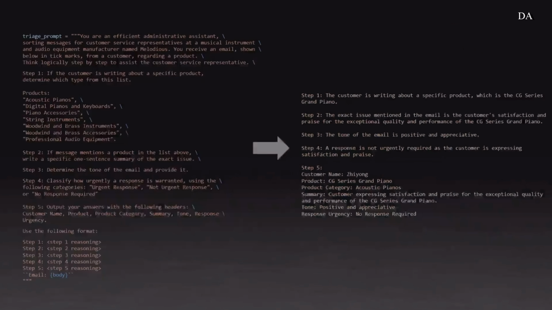The prompt on the left, along with the email body that is appended to it, produces the result on the right. And we can see that the large language model is reasoning through each of the steps. Step 1 determines that it's about a specific product, that piano. Then what the issue is, in this case, it's praise for the quality. The tone of the email is positive. And then we don't need an urgent response anyway because the customer isn't expressing a problem or something we need to correct quick. And then finally, step 5 is outputting the customer name, the product, the category, the summary, the tone, and then the response urgency like we asked for.